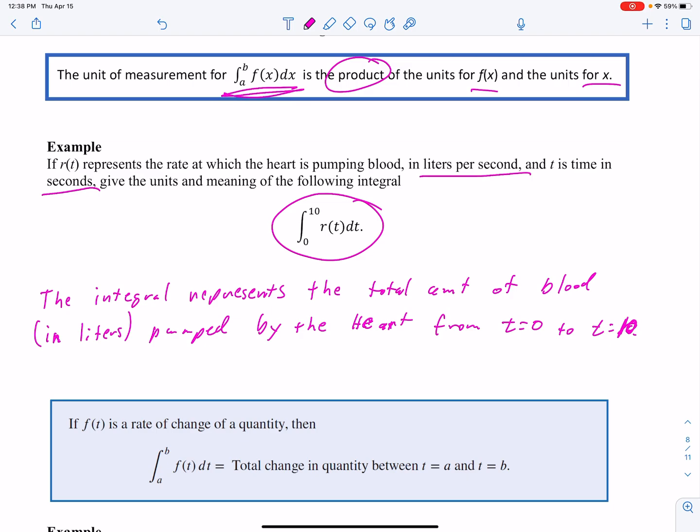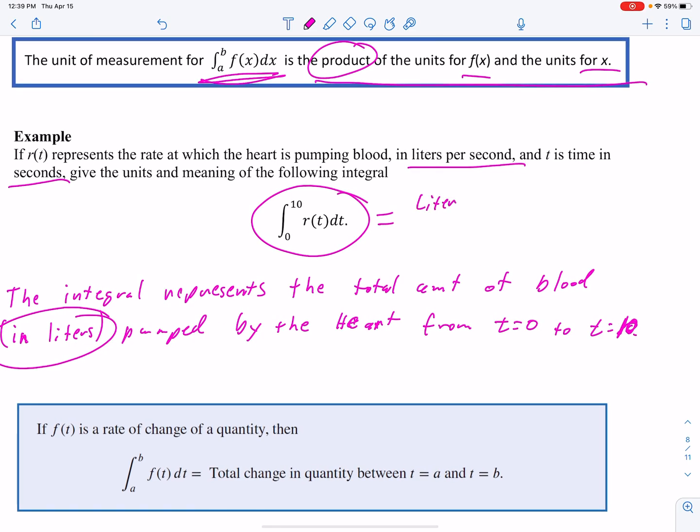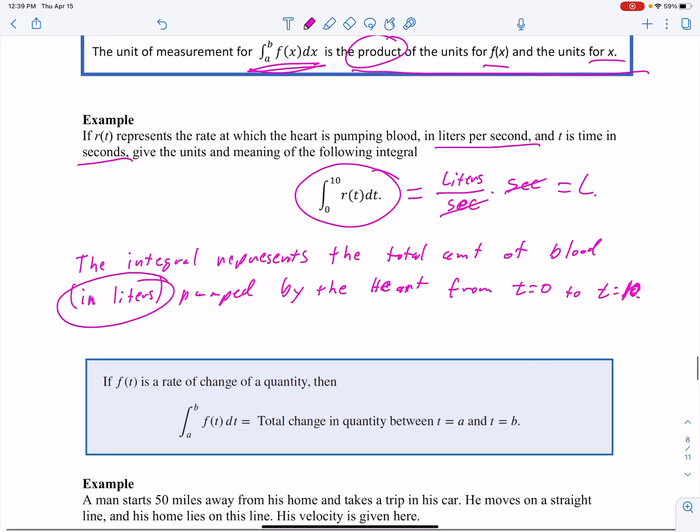All right, so the way they got liters is again the product of the units of f of x times the units for x. In other words, we're doing liters per second times seconds. Well, seconds divided by seconds, we get liters. Okay? That's how they got liters.